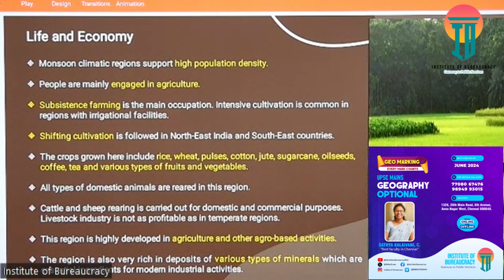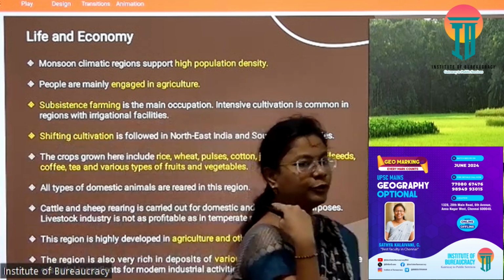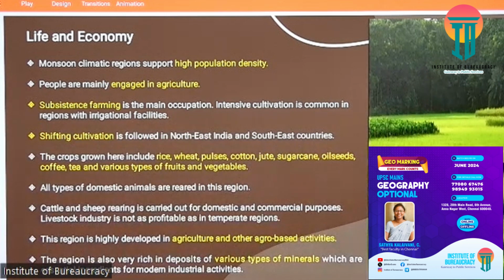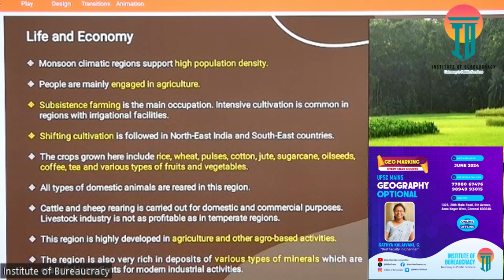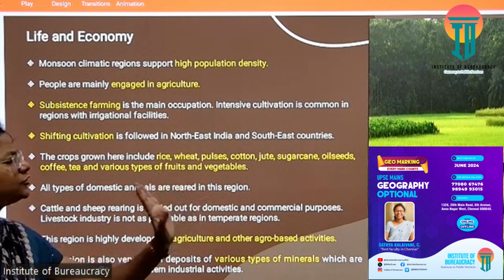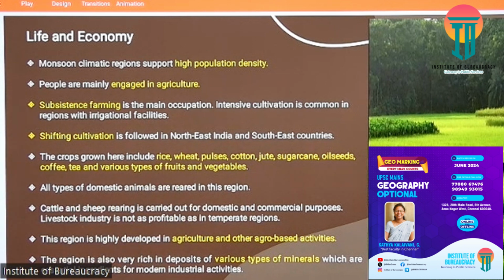One is shifting agriculture, relatively primitive in nature, which can also be found in equatorial regions too. The second type is subsistence agriculture or intensive subsistence agriculture, where we do farming, a settled practice of cultivation. Crop variety, varied crops from rice, wheat, pulses, cotton, sugarcane. So water intensive crops, less intensive crops, fruits, vegetables, the most varied type of agriculture is being practiced.